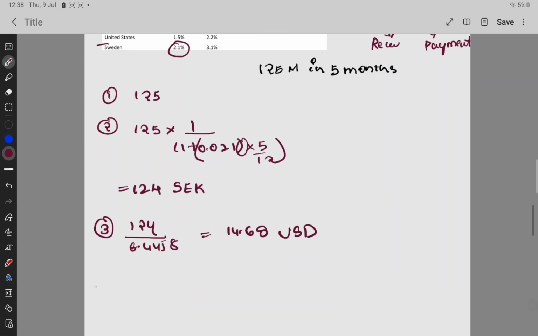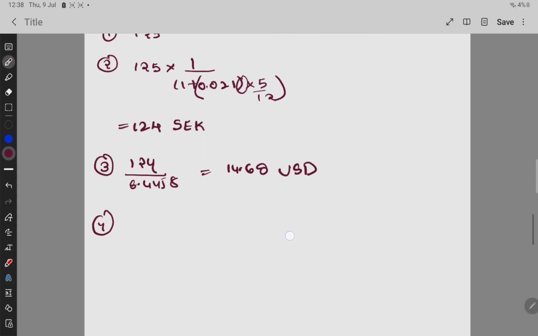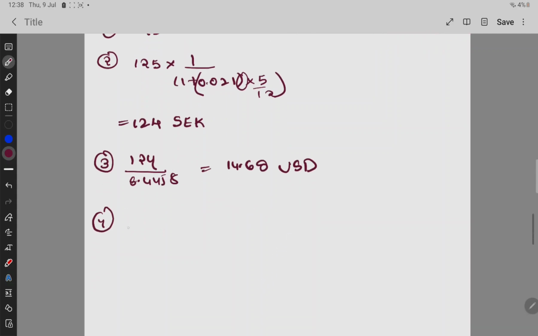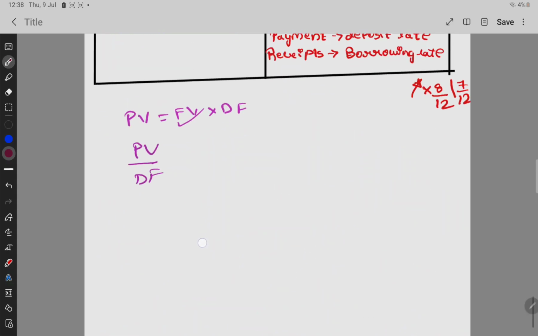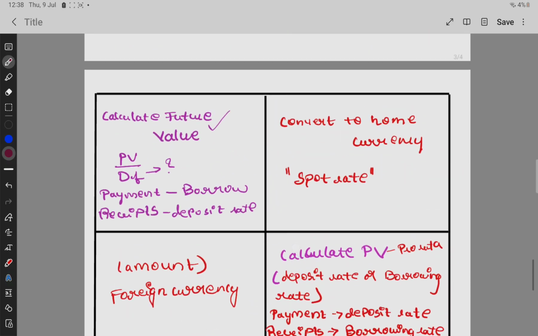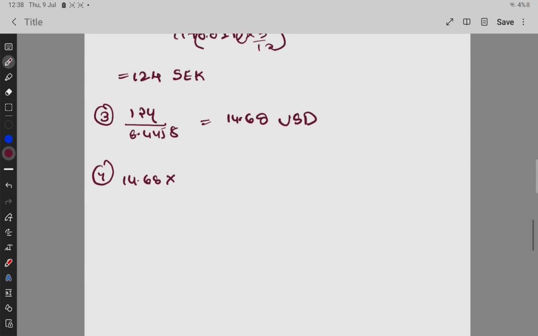Okay, so now convert it. What is the final step? This is at today's spot rate, so I'll convert it into future. So 14.68 future value into what do we do? I have written here future value divided by discount factor. Sorry, my bad. Divided by discount factor. What discount factor should I use?